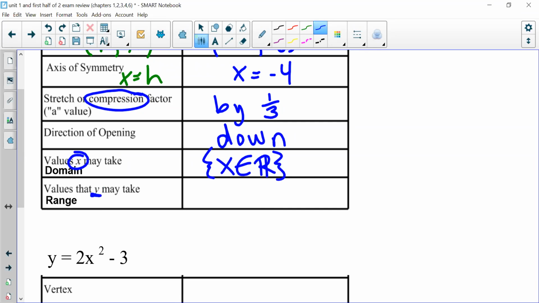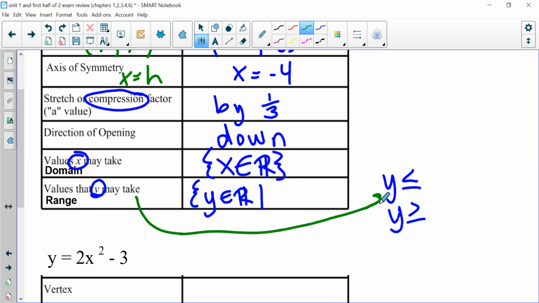How about range? How about my Y values? What's that going to look like? Who can jump in here? Y element of R is less than. Okay, so Kira, you're thinking it's going to be less than or equal to, and what number? Oh, would it be like greater than -4? It's not -4. That's my axis of symmetry. Who wants to help out Kira?